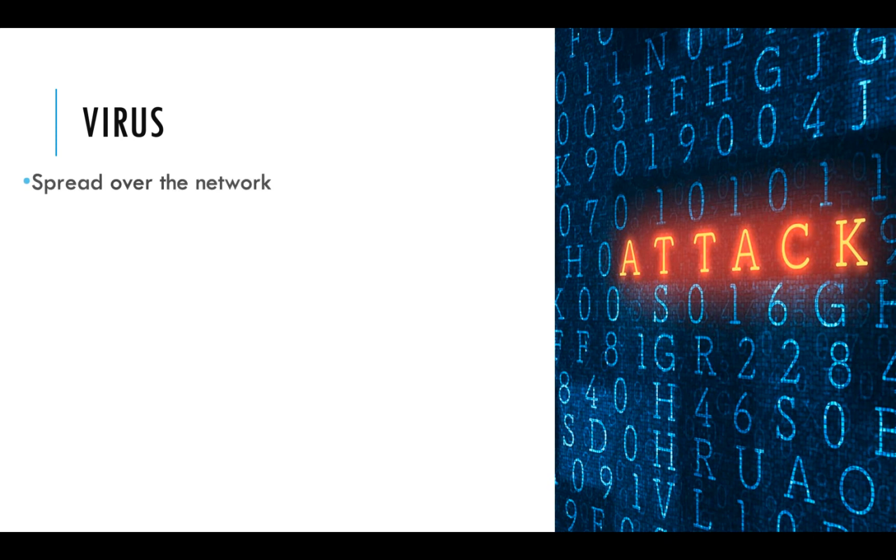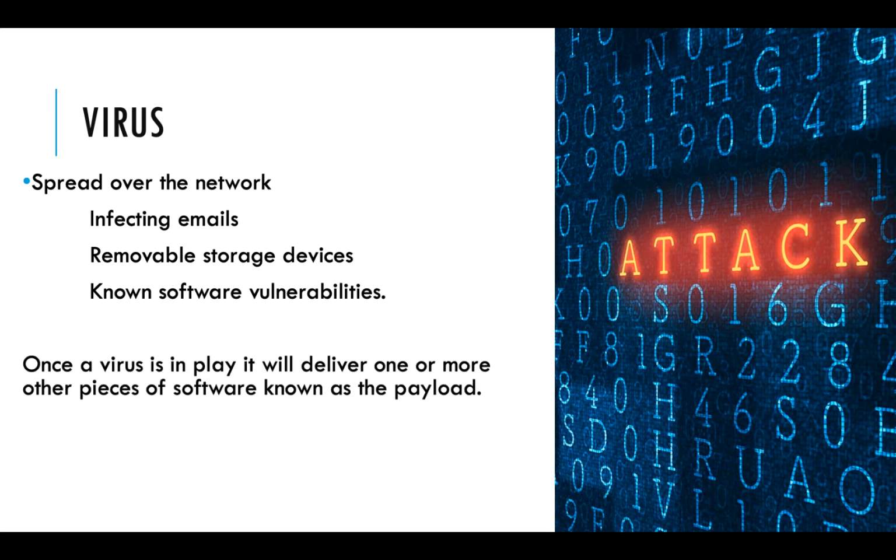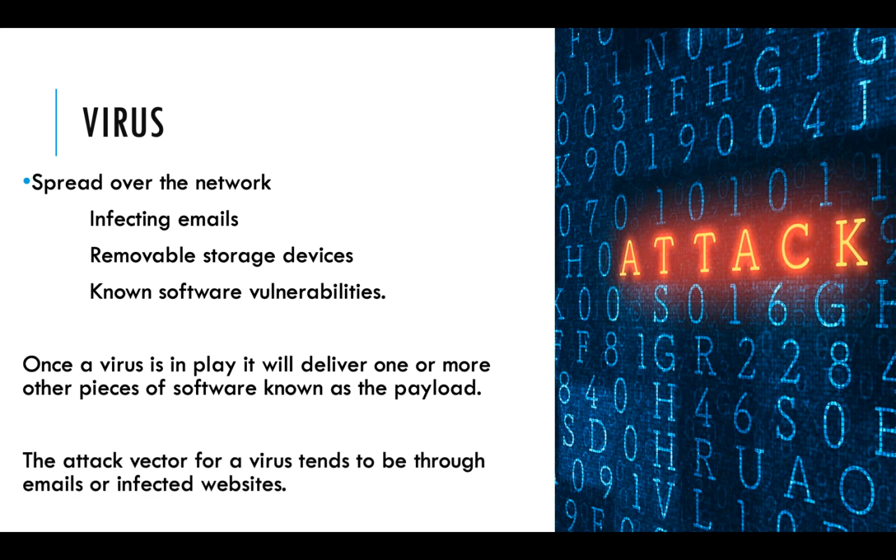So a virus is software which will attempt to spread over the network by infecting emails, removable storage devices, or even software vulnerabilities. And once a virus is in play, it will deliver one or more other pieces of software known as the payload. And the attack vector for a virus tends to be through emails or infected websites. Now, in each of these malicious software types, we always talk about its attack vector, and this is the method of how the virus actually penetrates your system.